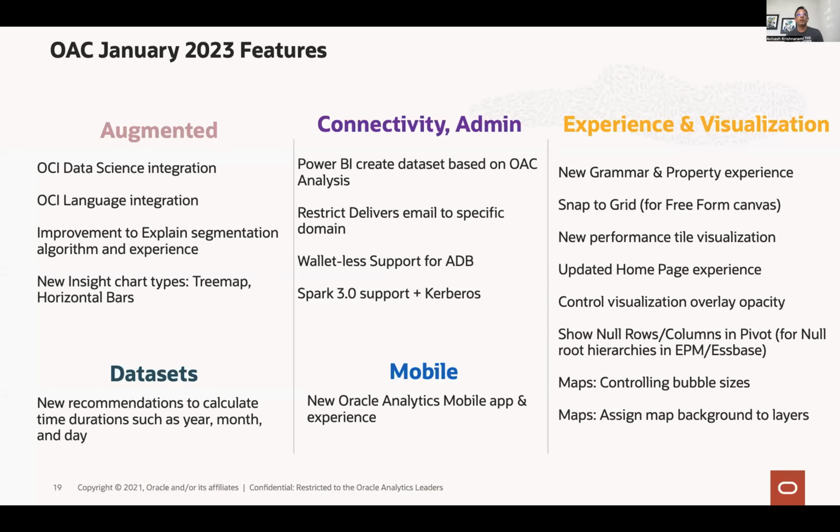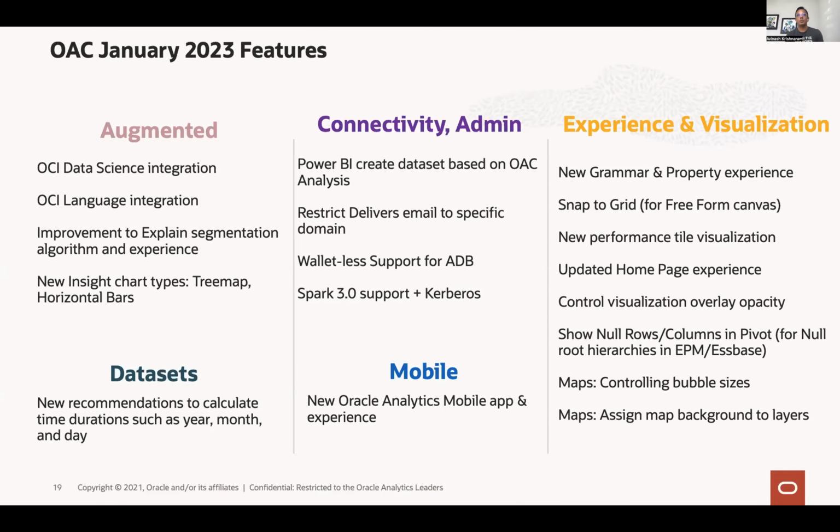On the experience and visualization side, there's a bunch of features. Most importantly, for the author personas, when you go into the edit mode of your workbook and connect to a dataset or data source, you will now see a new experience for the grammar and property, right? The property panel is adjacent to the grammar panel, and it's a big shift in terms of experience. We would like to get your feedback on how this experience shift is helping you improve from an efficiency perspective.